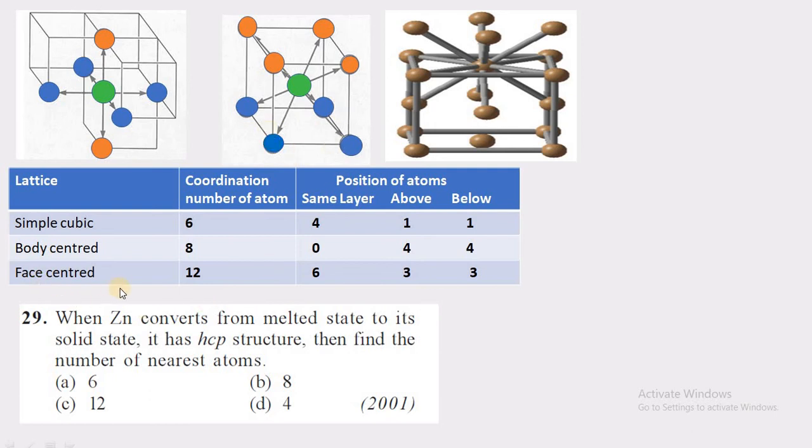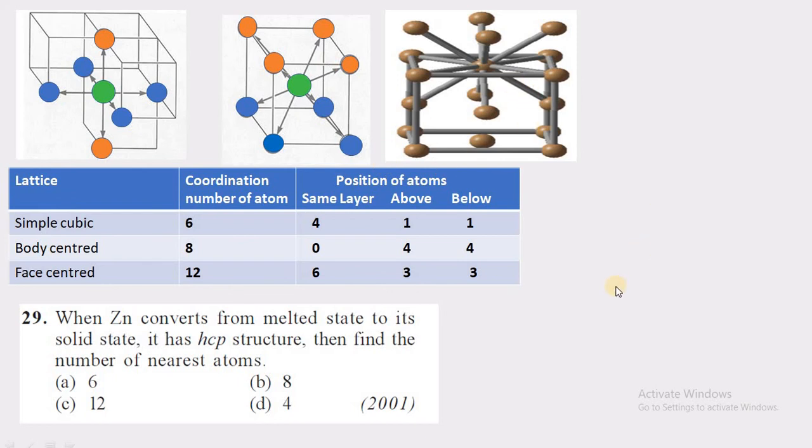In case of face centered, that means FCC or CCP structure or HCP structure, the coordination number of an atom is considered as 12, and the position is 6 in the same plane, 3 above and 3 below. Like this is simple, this is body centered, and this is a face centered cubic cell.